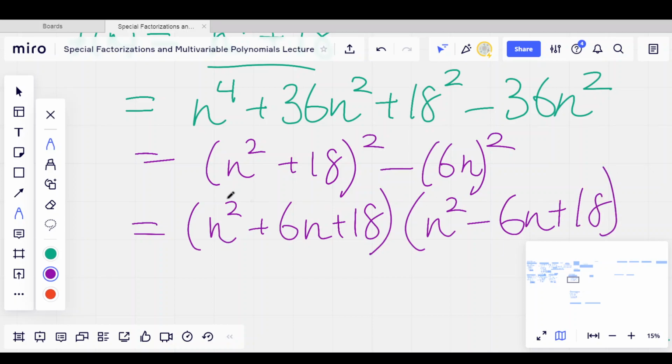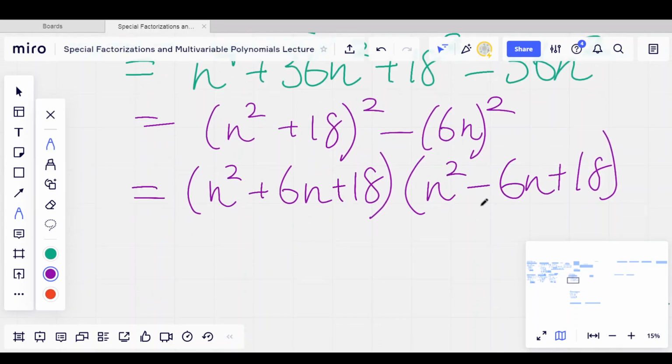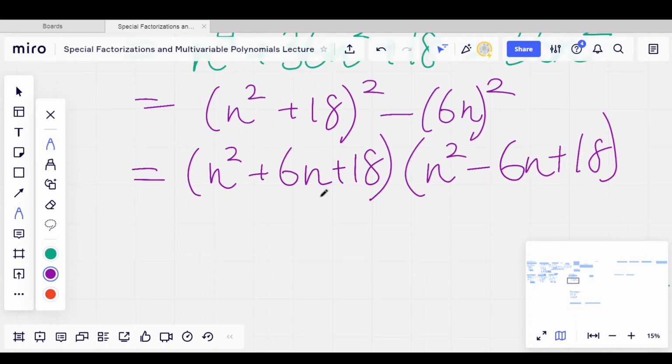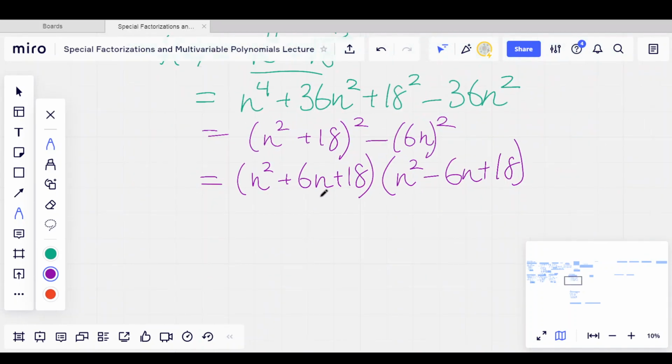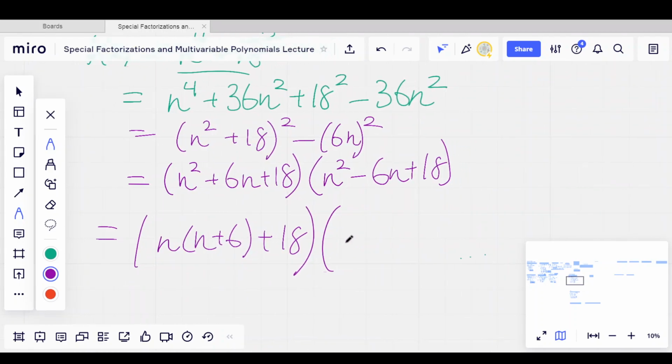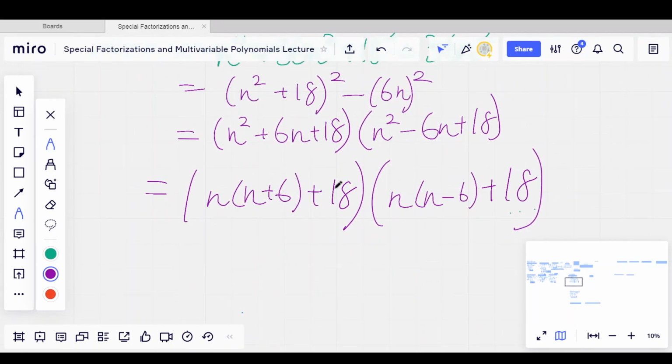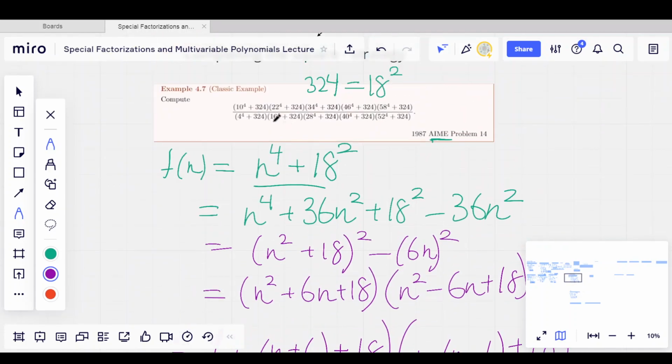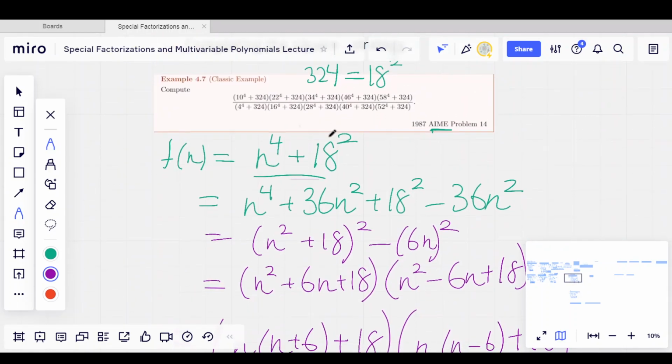So you can combine by the difference of squares. Okay. Now I'm going to zoom out. Now the path is very clear. You just factor this for simplicity, okay? Since I don't want to write all of this out. So n times (n minus 6) plus 18. Okay? So this will be the form for every one of these expressions right over here.